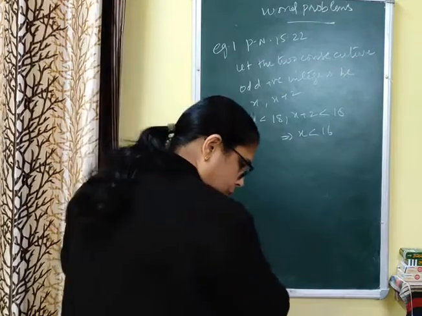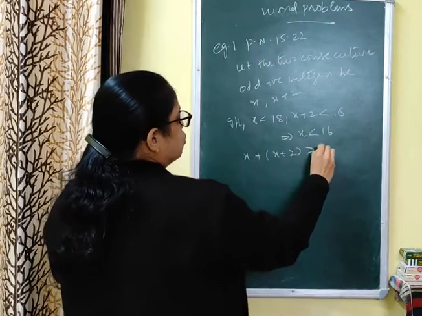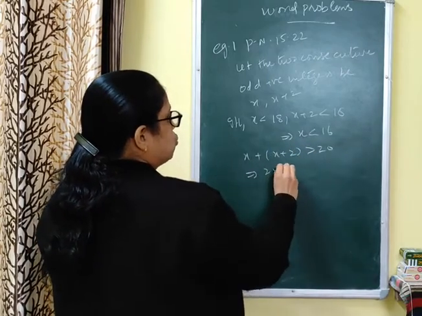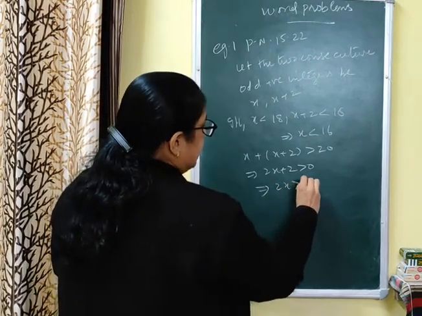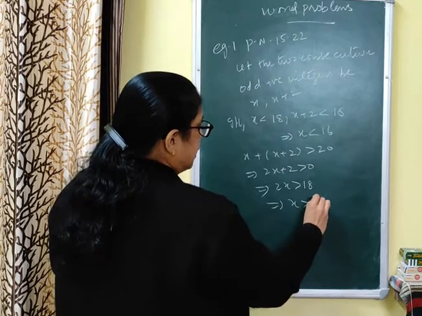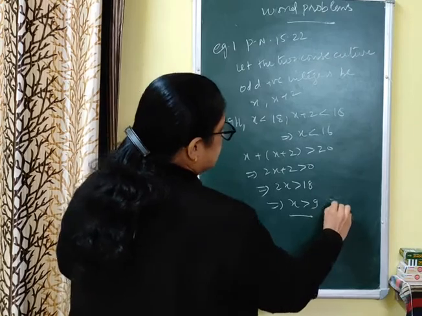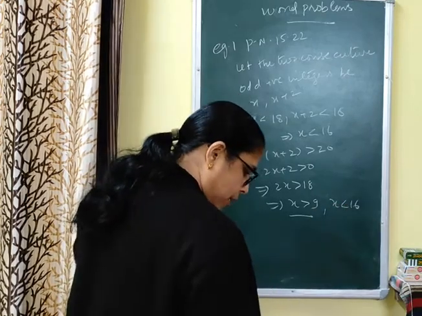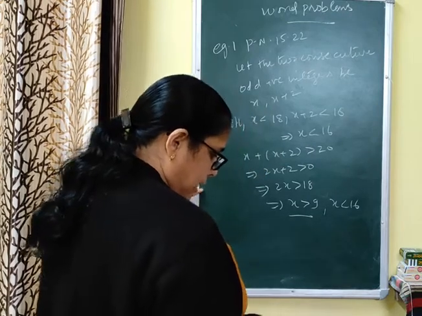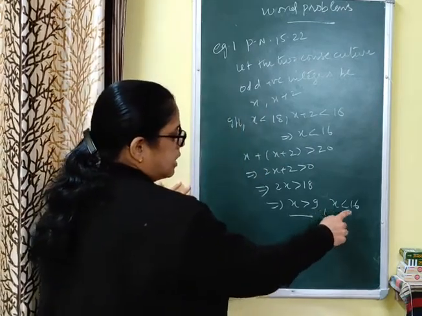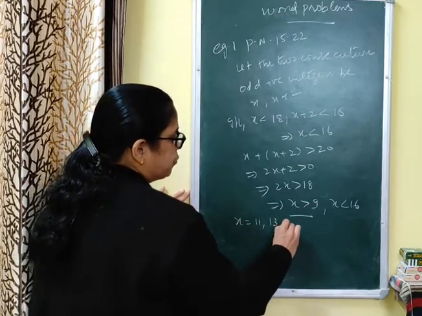Also you are given that the sum is more than 20. That is x plus x plus 2 greater than 20. That means 2x plus 2 greater than 20 implies 2x is greater than 18 implies x is greater than 9. That means x is greater than 9 and x is also less than 16. From this you have to make pairs. The sum should be more than 20. So x less than 16, greater than 9, and which positive integers will come? x equal to 11, 13, 15.